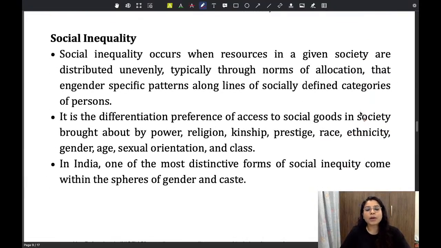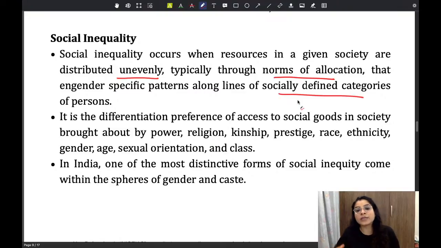Right. Let us talk about then the social inequality. Social inequality occurs when the resources in a given society are distributed unequally. And typically you're talking about allocation, which engenders specific patterns along the lines of socially defined categories. Now social inequality is not against an individual. Basically these are done according to your socially defined categories.